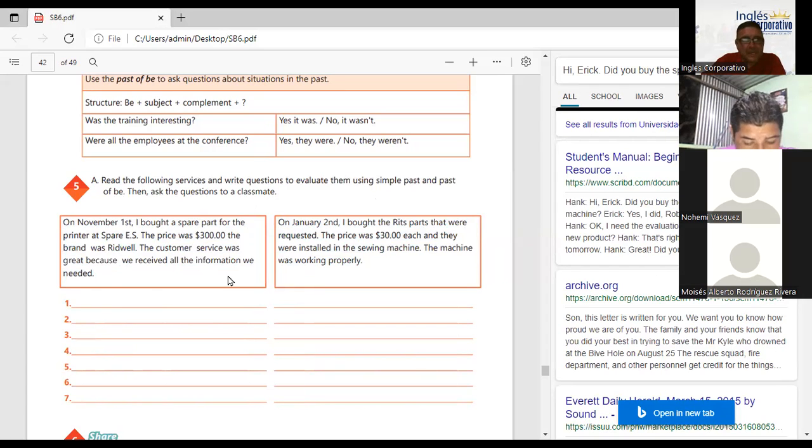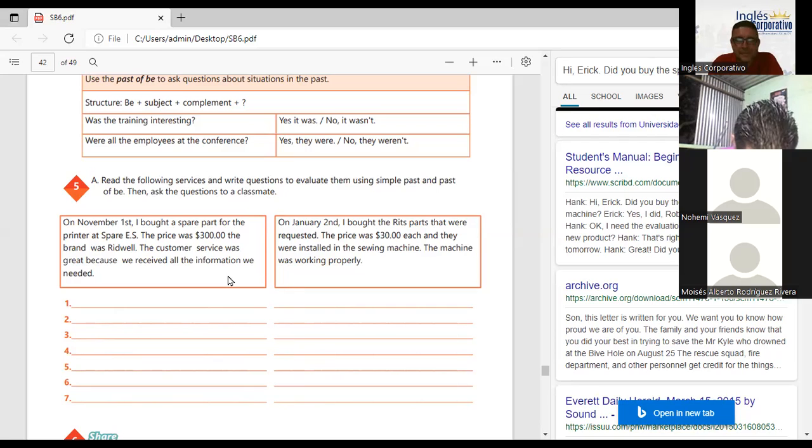Ridwell. Oh, that's the name of the brand. Es el nombre de la marca. Ridwell or Ridwell. Pronunciation is Ridwell. Puede ser Ridwell, puede ser Ridwell. Como es un nombre propio, es una marca. No sé realmente cómo la pronunciaría. Yo diría Ridwell.